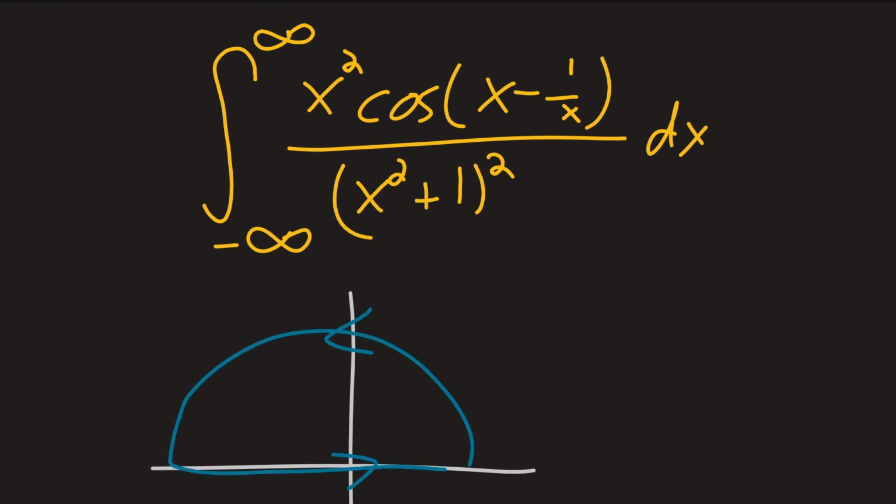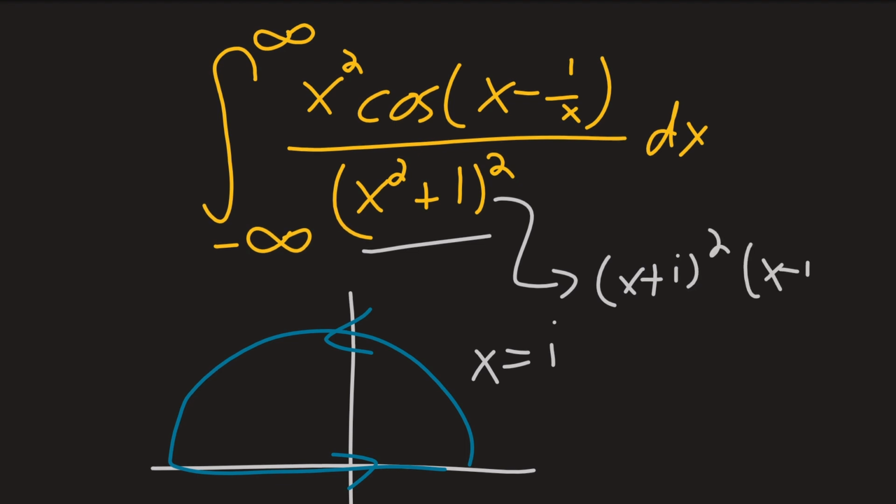And you'll notice that our only pole here is really just going to be at x equals i by virtue of this little bit right here. Then we can just kind of factor as (x plus i) squared times (x minus i) squared, meaning that, well, just look at our contour, look at our denominator. You'll see that that's really our only pole, but it has a multiplicity of 2, so we will have to take a derivative. So that's i right there.